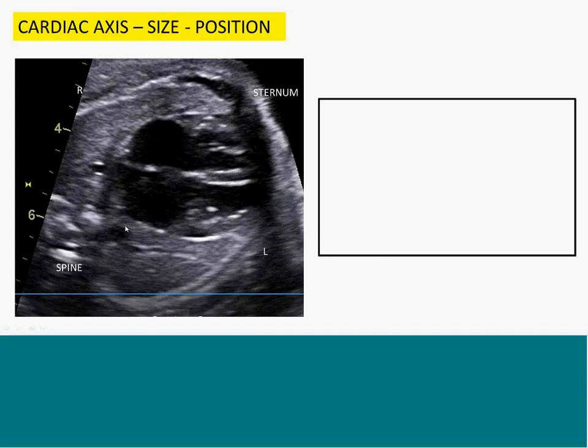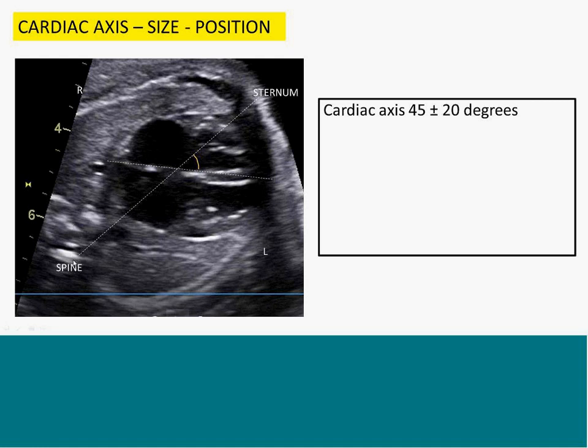When we see the heart, we see the lie of the heart, in which position it is inside the thoracic cavity. So whether it is positioned in the left side of the chest, the right, or the center. And once we decide that, we decide about the axis. The axis is measured by drawing lines.